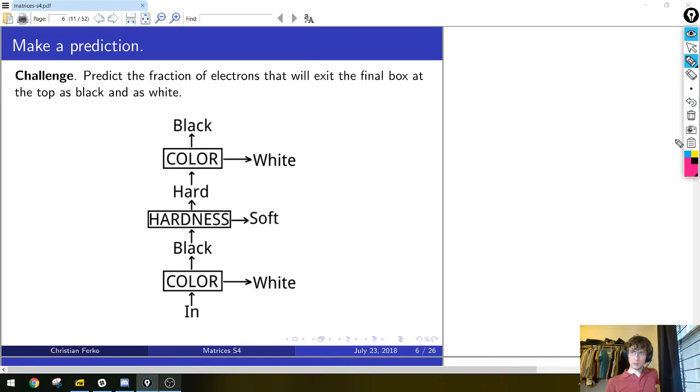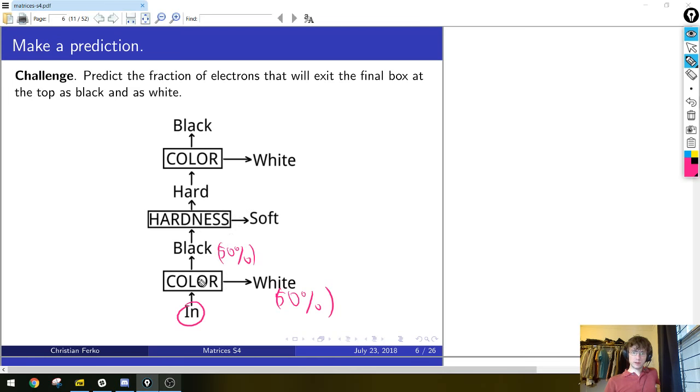So I will describe to you with this picture a new experiment. We start again with a well-mixed ensemble of input electrons. We first send that into a color box. So you would expect that this filters half of the input stream, which is white, and half of the input stream, which is black. So you do that. Then you keep only the black electrons and feed them into a hardness box.